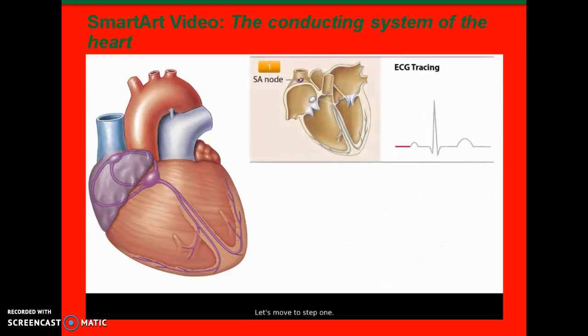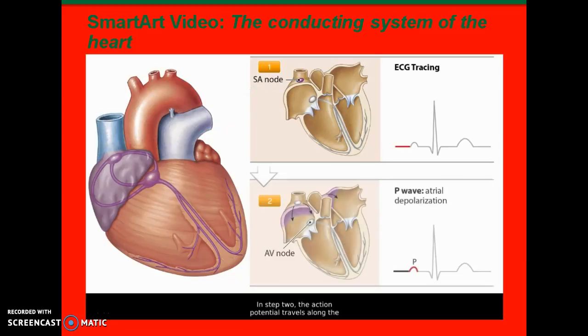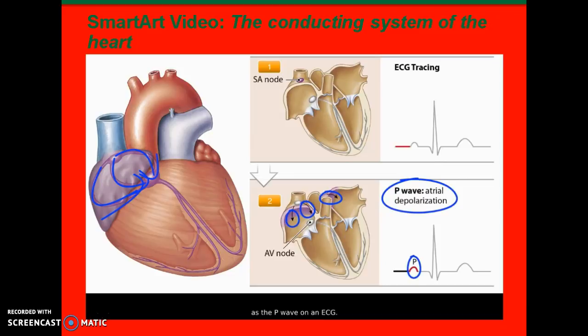Let's move to step 1. Each heartbeat begins with an action potential generated by the sinoatrial, or SA node. The SA node is a cluster of pacemaker cells embedded in the posterior wall of the right atrium. Step 2, the action potential travels along the conducting cells of the internodal pathways and spreads across both atria. We see this depolarization of the atria as the P wave on an ECG.